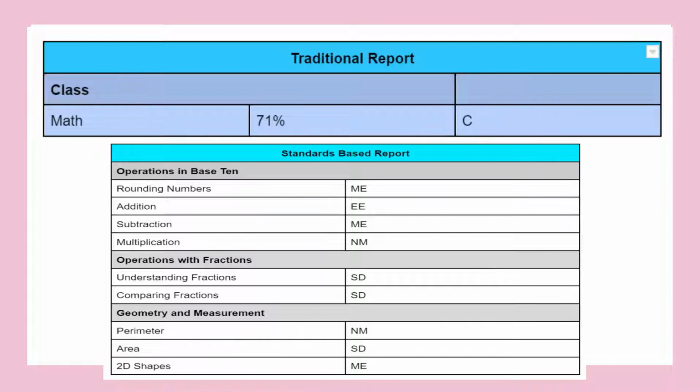So in contrast to that, we have our standards-based report at the bottom. Now, that's not a high school report card, of course, but we have it broken down into operations and base 10, and here are 4 essential skills at this grade level, and then 2 essential skills for operations and fractions, and then 3 essential skills within geometry and measurement. So as I look at this, I can say, okay, doing outstanding in addition, doing well in rounding and subtraction. We're getting there in multiplication. Got some work to do in fractions. We're just beginning our understanding of fractions. We've got some work to do in area.